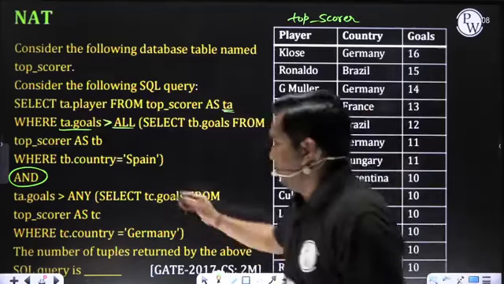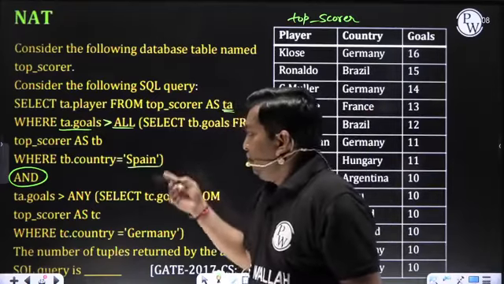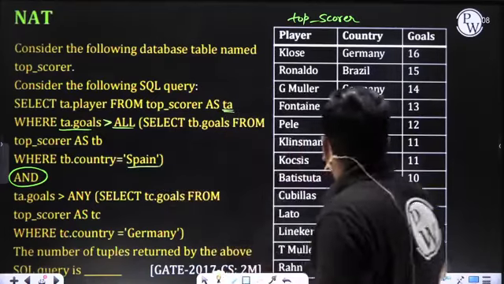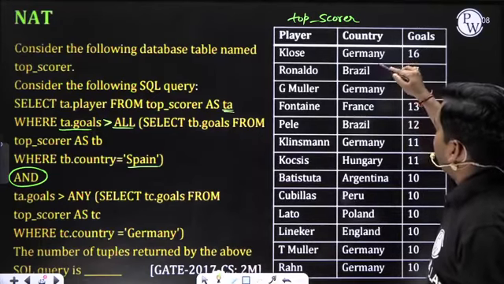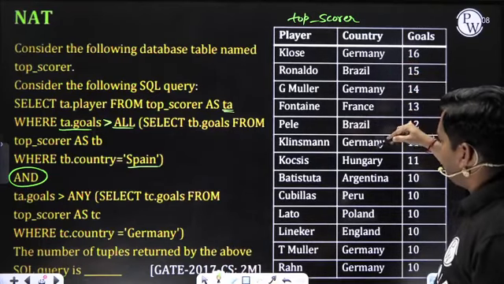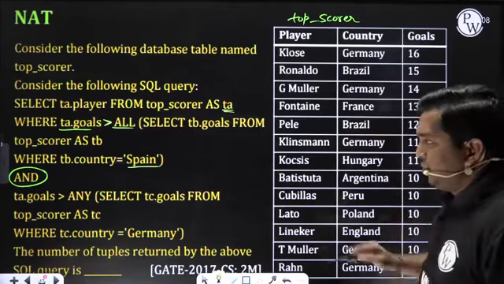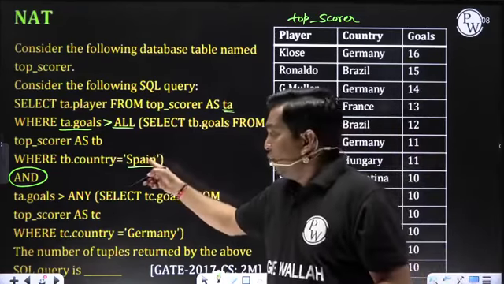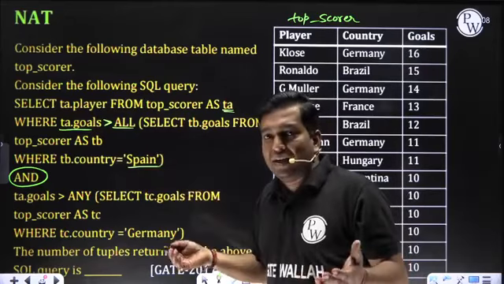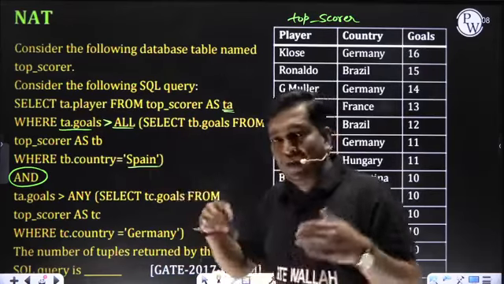So first of all, you have to find the Spain ones. So here when you check, Spain is there, Germany, Brazil, Germany, France, Brazil, Germany, Hungary, Argentina, Peru, Poland, England, Germany, Germany. So here you will not get any goal from Spain. Meaning to say you are getting an empty set. Greater than empty, you will get all values.